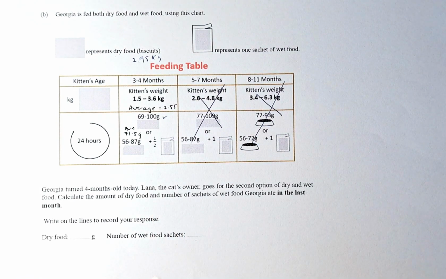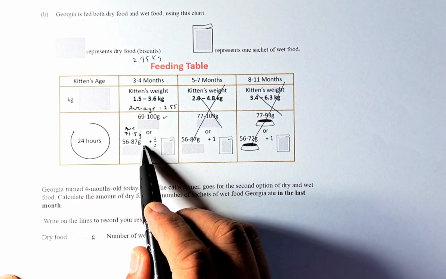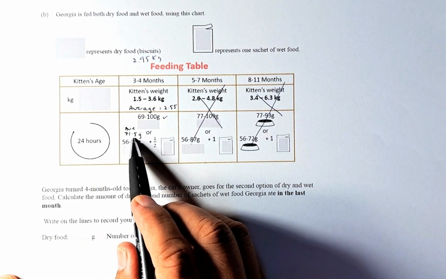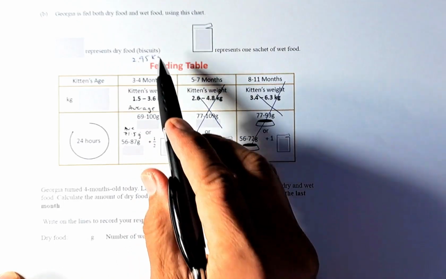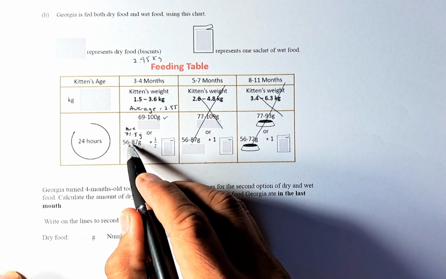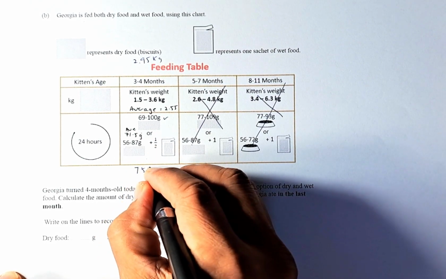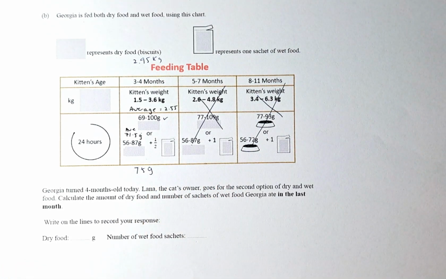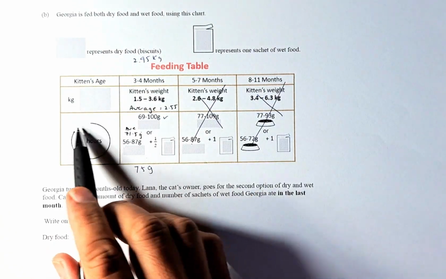The amount of food in 1 day, 24 hours, is 56 to 87 gram. So the average is 71.5 gram. As we said before, because Georgia weighs 2.95, which is slightly more than the average weight here, we're going to increase 71.5 to 75 gram. So we assume that Georgia is eating 75 gram of dry food a day.